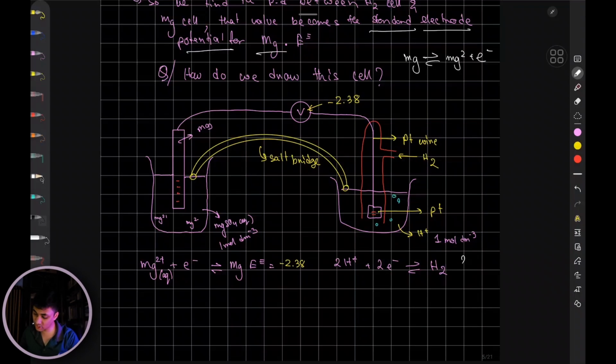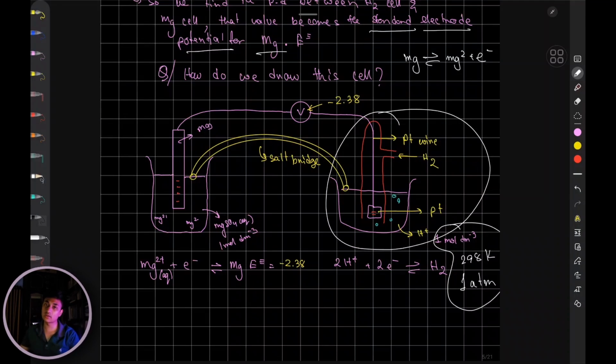You're going to have a temperature of 298 Kelvin and a pressure of 1 atmospheric pressure. Granted, all of these conditions are met, that is going to be your standard hydrogen half cell, right?